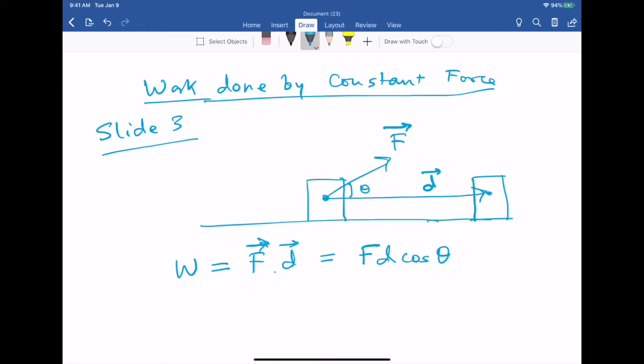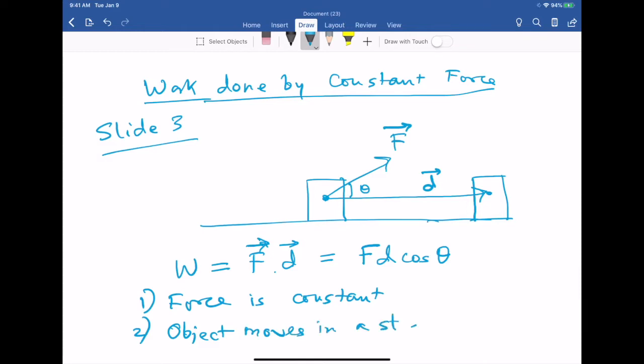But if you write F without an arrow, that just means the magnitude of that vector. Okay. So this is the definition of work, and it's very important to remember that this definition only applies when two conditions hold. Number one, when the force is constant, and number two, when the object moves in a straight line. So if these conditions don't hold, or even one of these conditions doesn't hold, then you cannot use this simple definition, right? So this definition only applies when both of these conditions hold.